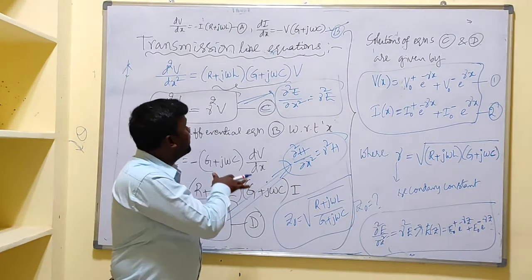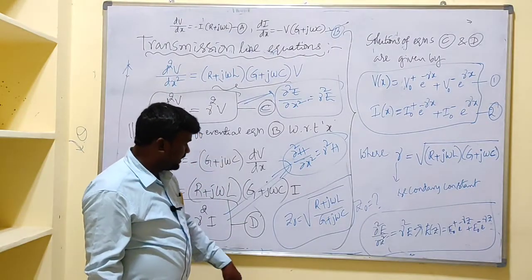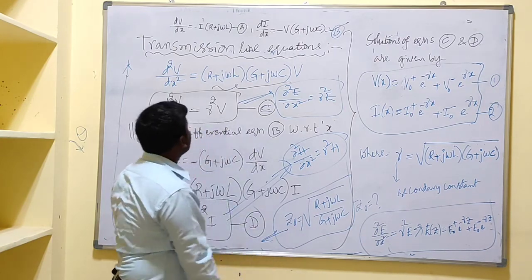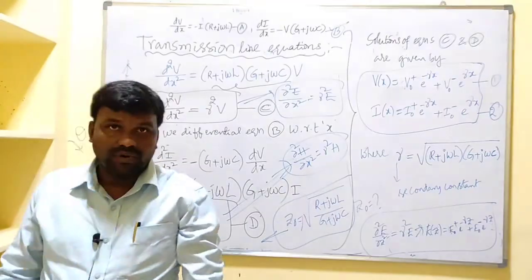This is all about the topic transmission line equations. We will meet in the next class. In the next class, we will discuss the derivation of this characteristic impedance by using equation A and equation B. Okay, thank you.